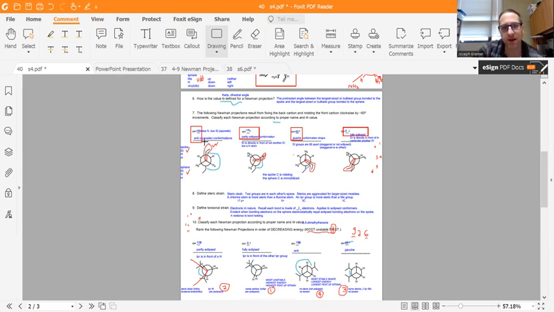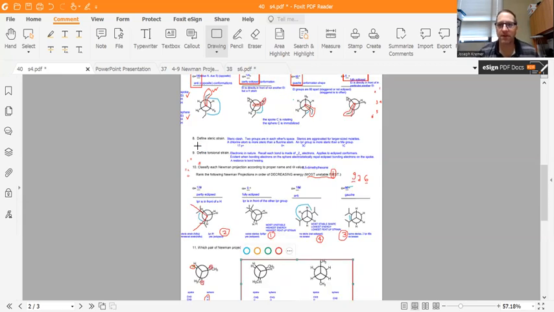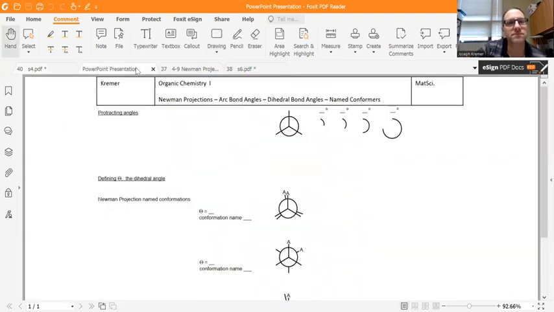And then we ranked in terms of stability. The anti-conformation is the most stable shape, and the most unstable shape is the fully eclipsed conformation. A lot of pent-up energy.